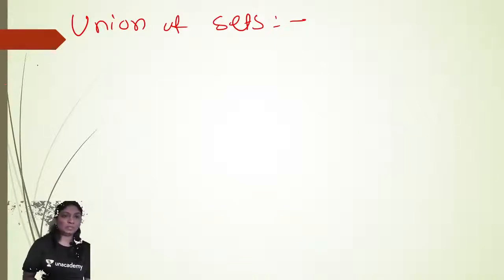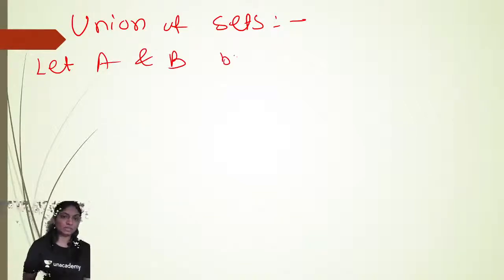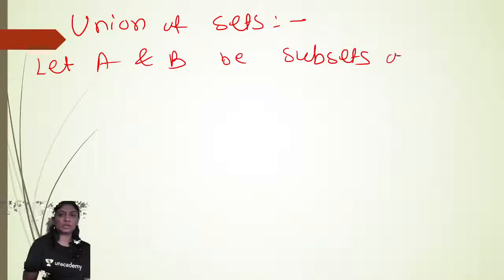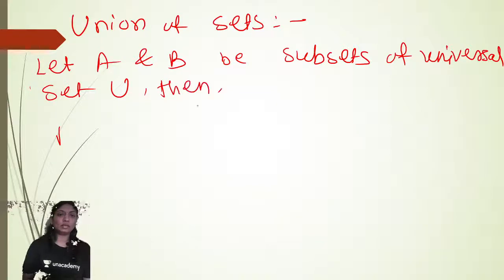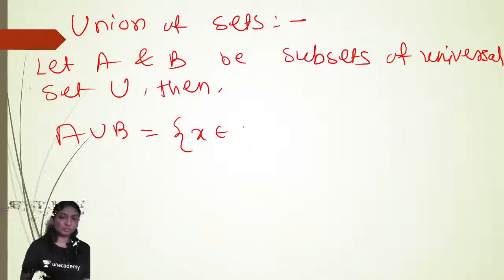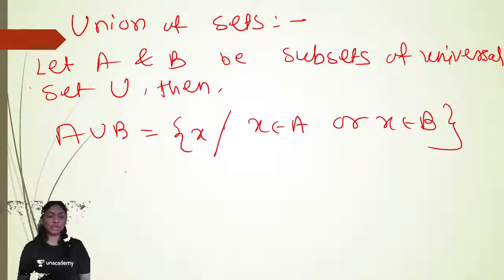First, let A and B be subsets of the universal set U. Then A union B is equal to the set of elements X such that X belongs to A or X belongs to B. So X belongs to A union B means the element either belongs to A or belongs to B.